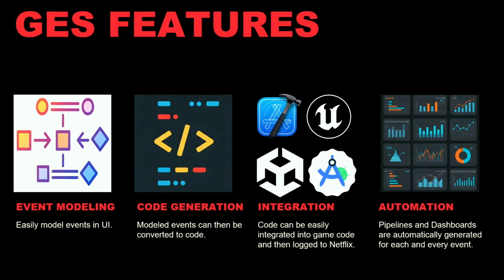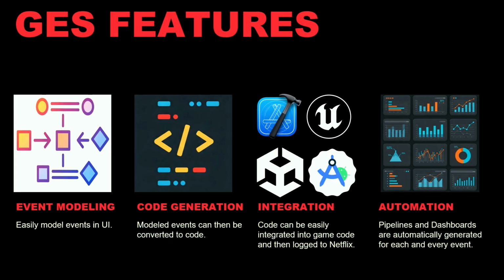So I'm going to focus on a couple of features. The Games Event Service has a lot of features, but these are the 4 primary things that you can think of: event modeling, code generation, integration, and automation. So event modeling is kind of easy. You have an event, and how do you model that event? In the past, sometimes people have created YAML-style events or code-based events, or they build pipelines to do that kind of stuff.